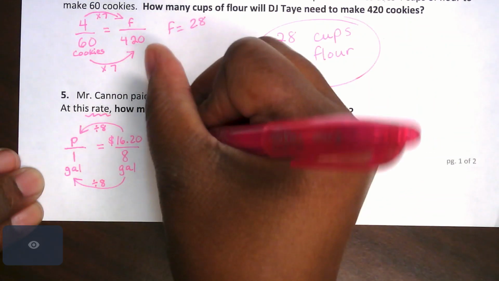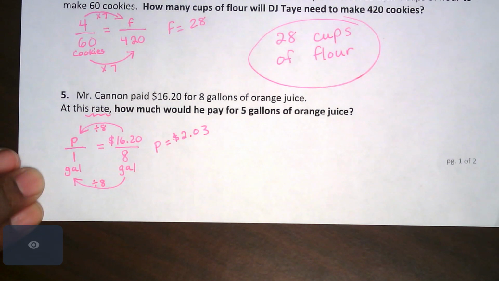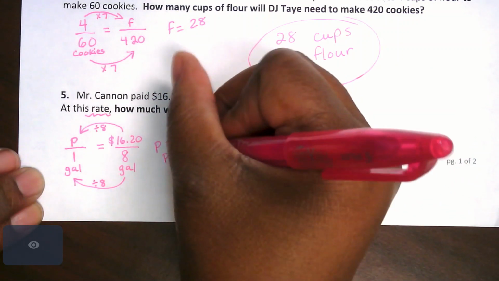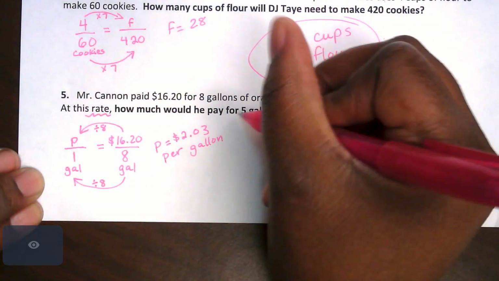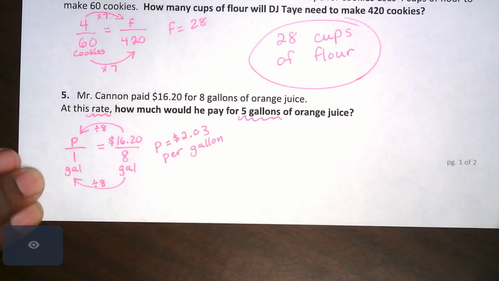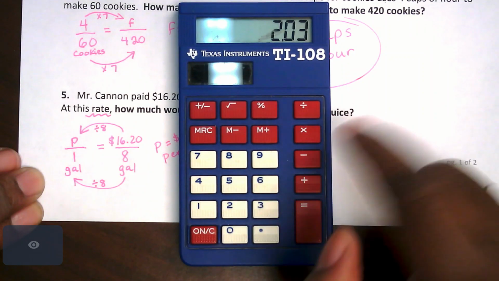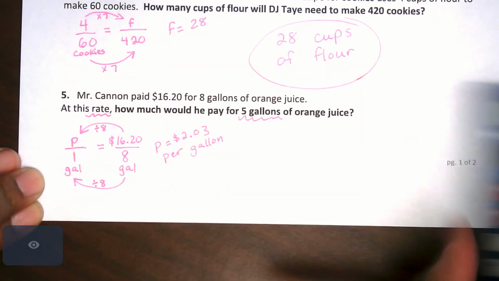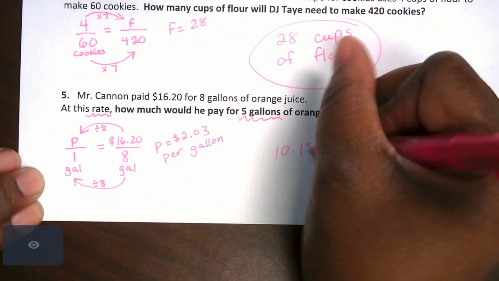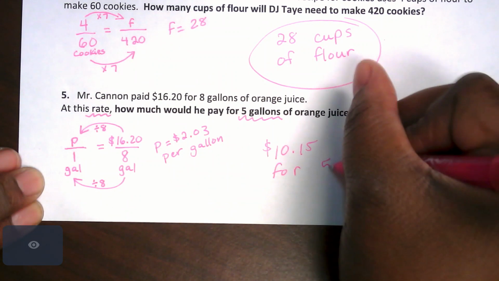So that's my price per gallon. All right, $2.03 per gallon. And now that I know that, I need to go back to my problem. It says it wants to know for 5 gallons. So I'm simply multiplying that $2.03 times the 5 gallons. And I get $10.15 for the 5 gallons.